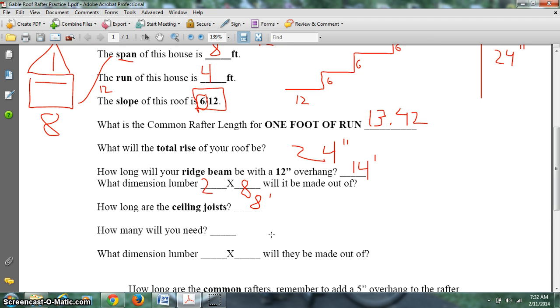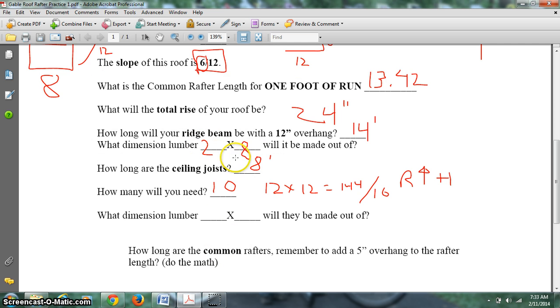How many will you need? Well, that's the math problem. We take the length in feet, multiply by 12, we get 144. We then have to divide that by 16. We have to round up and add 1. So that gives us an answer in this case of 10. What dimension lumber? They are 1 size smaller than our ridge beam. Always. 2x6.